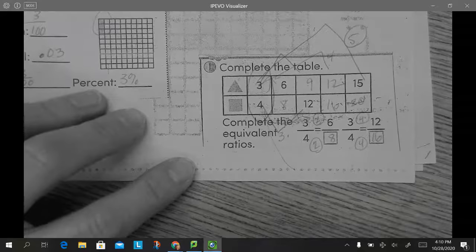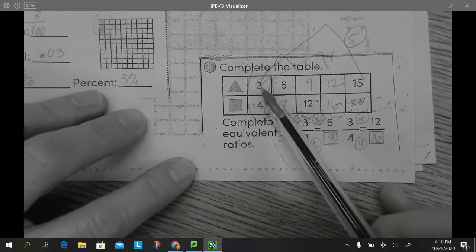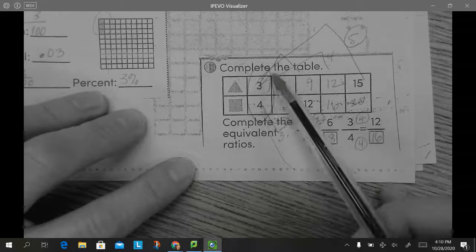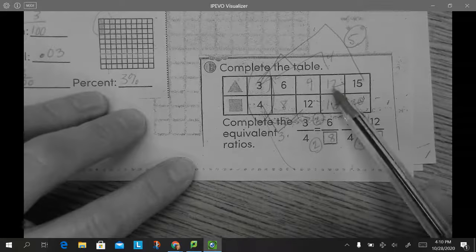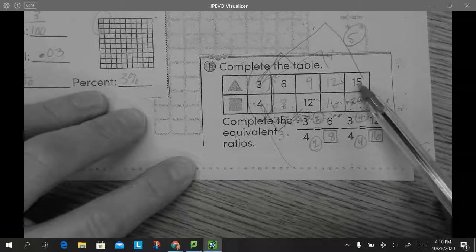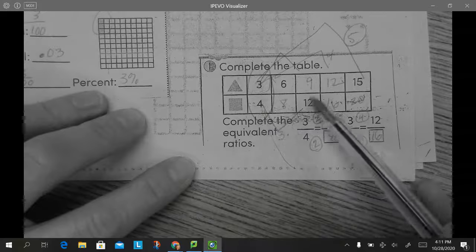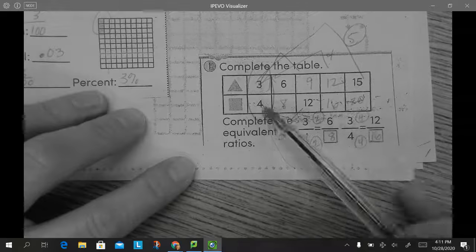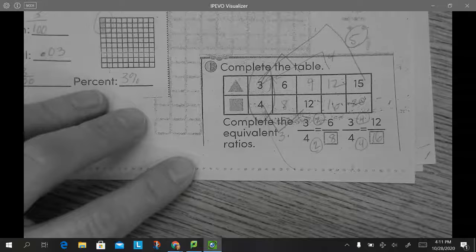Okay? So you always look back at the original. The original says 3 times 2, 3 times 3, 3 times 4, 3 times 5. Go back to the original: 4 times 2, 4 times 3, 4 times 4, 4 times 5. So those are all of your numbers that need to go into your ratio table.